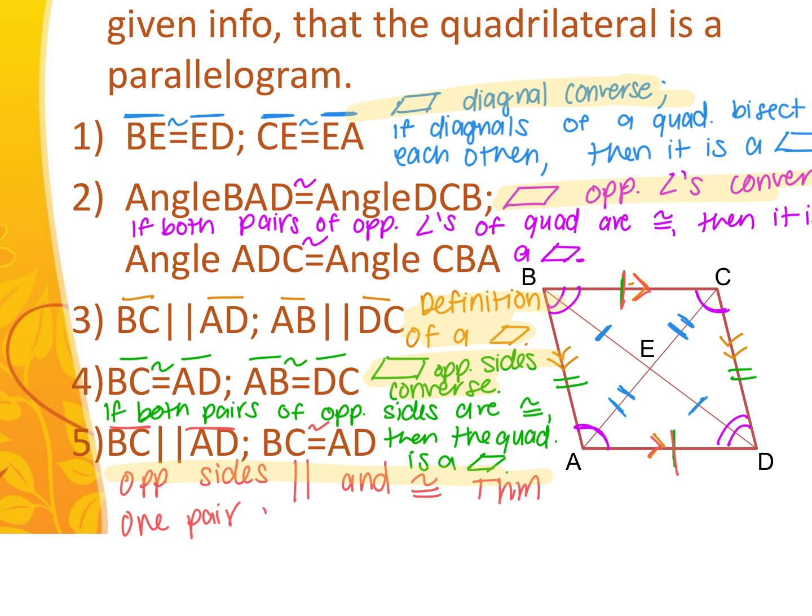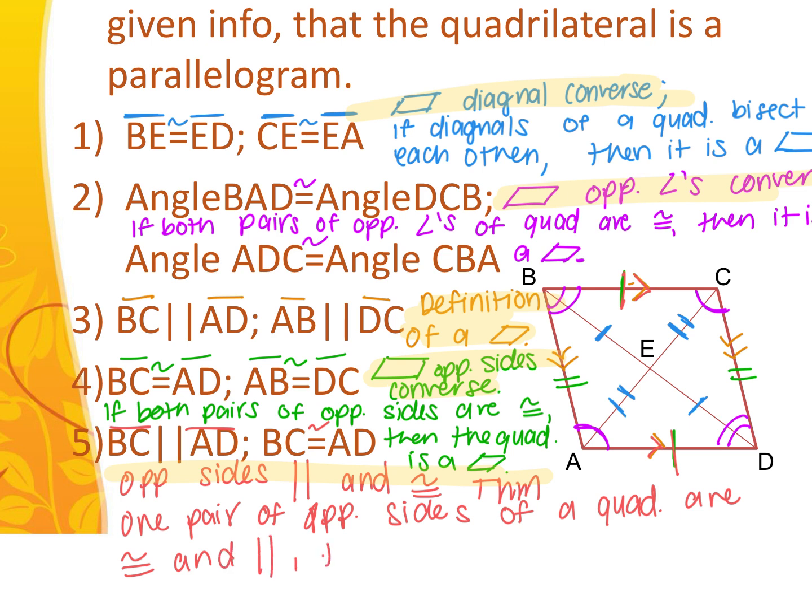And this is one pair of opposite sides of a quadrilateral. If they are congruent and parallel, then it is a parallelogram. And you could just draw the symbol.